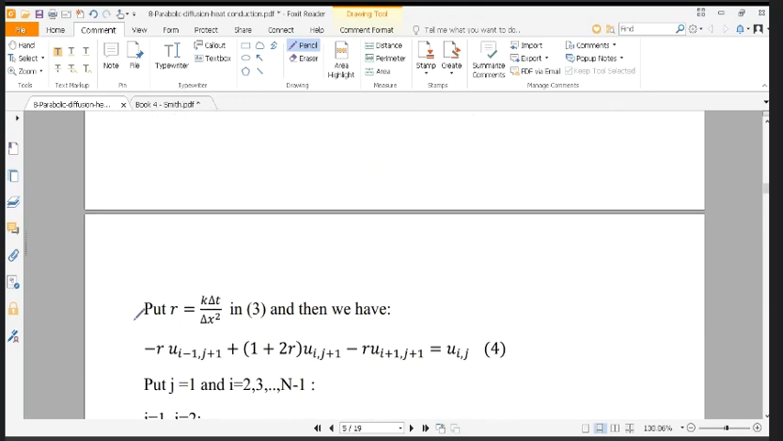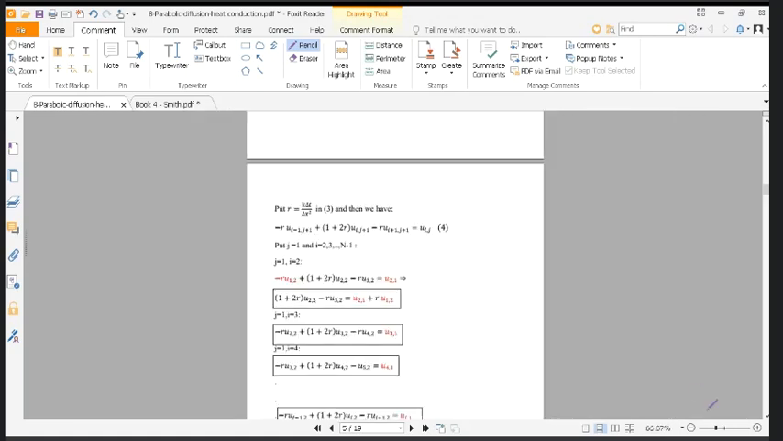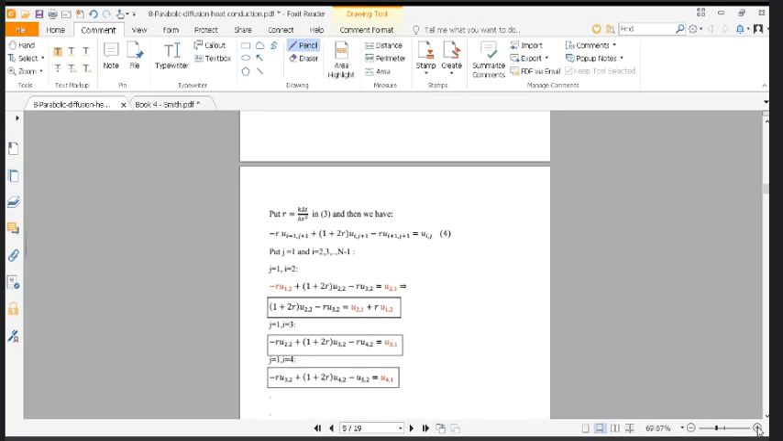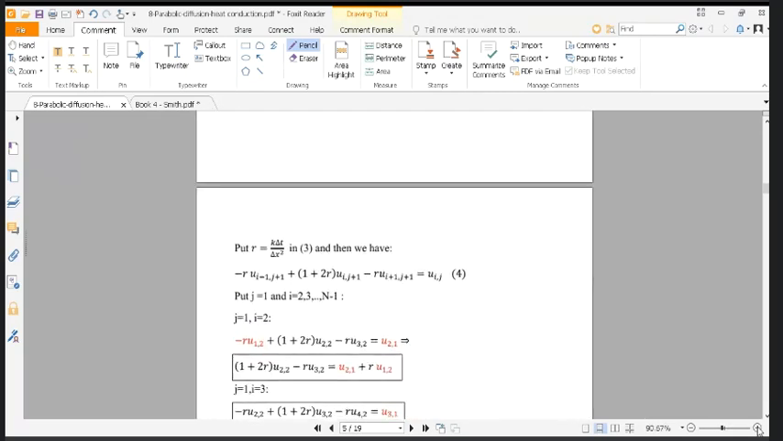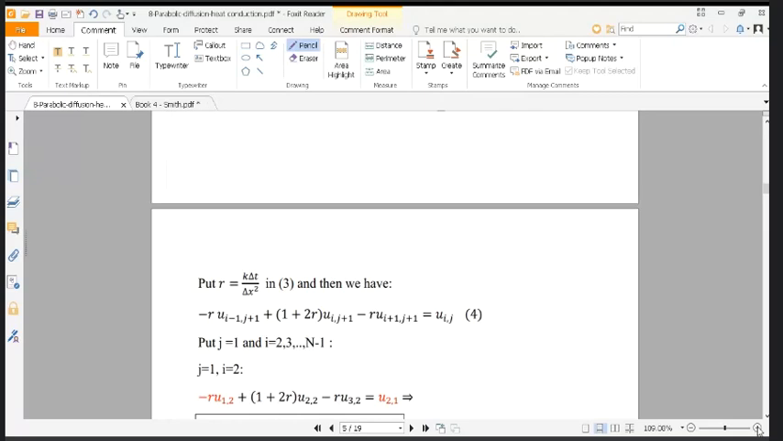If we put our formula, as in the explicit method, when we put r equal to k delta t over delta x squared, we have minus r u i minus 1 and j plus 1, plus 1 plus 2r u i and j plus 1, minus r u i plus 1 and j plus 1, equal u i and j. Please pay attention.